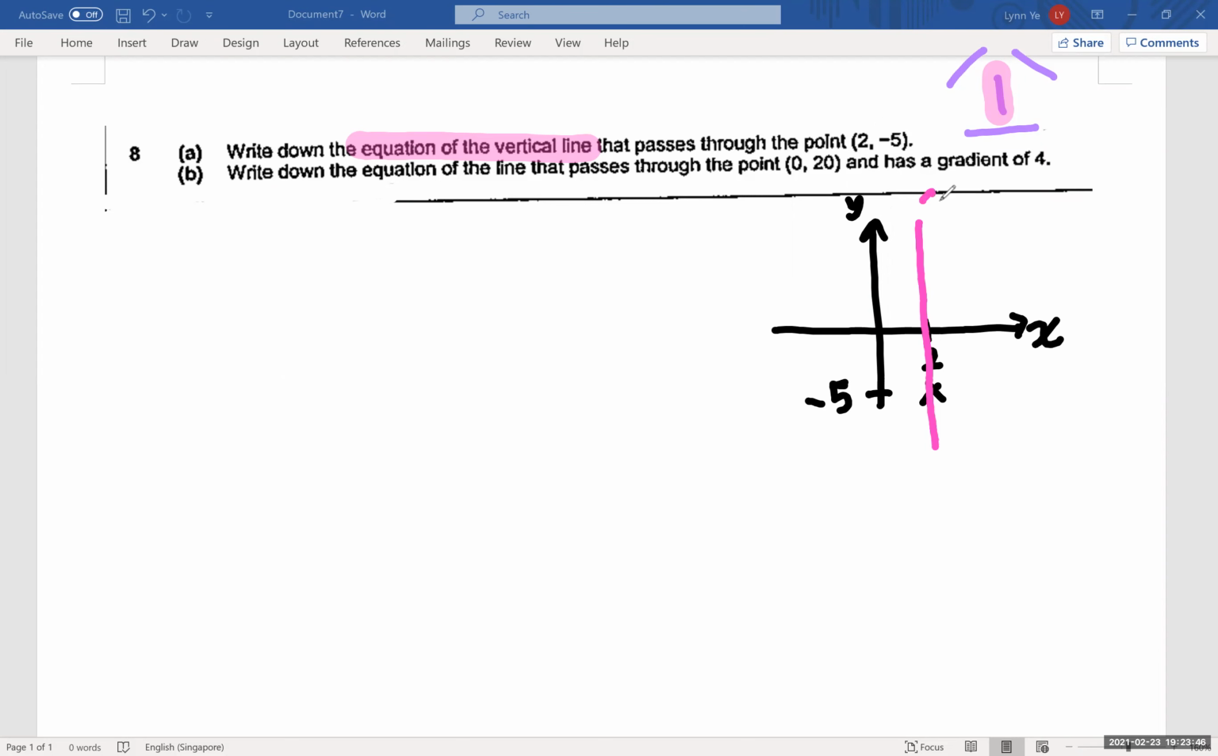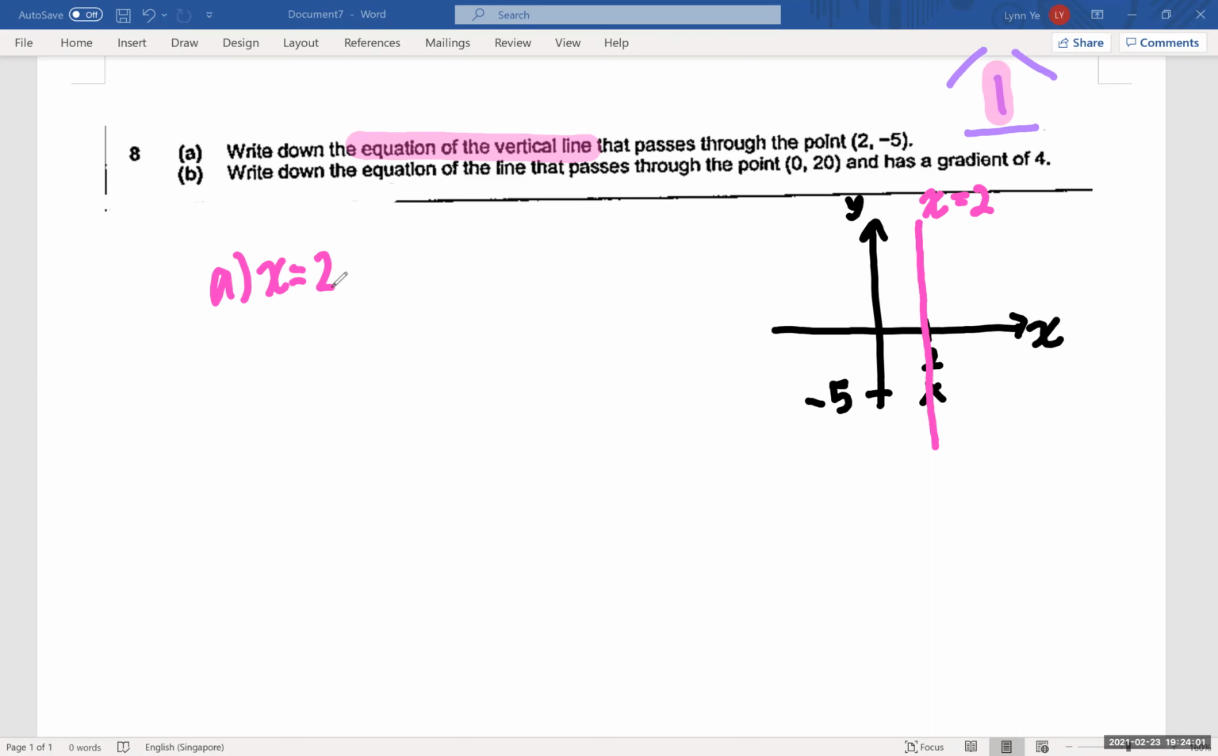So the format of this line is always x equal to something. At the point that it cuts, it's at 2. So therefore, I know that for question A, the answer is x is equal to 2. And that is the equation of the vertical line.